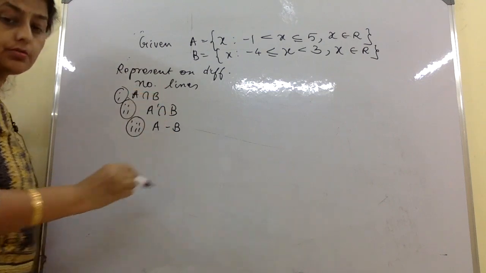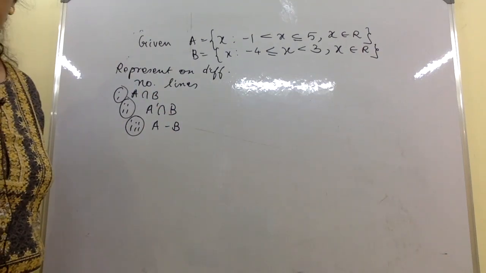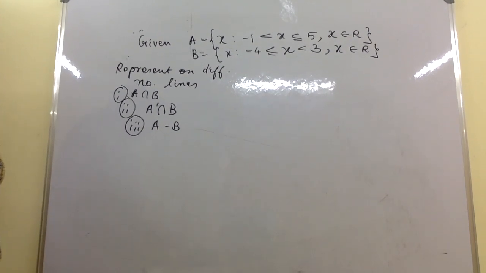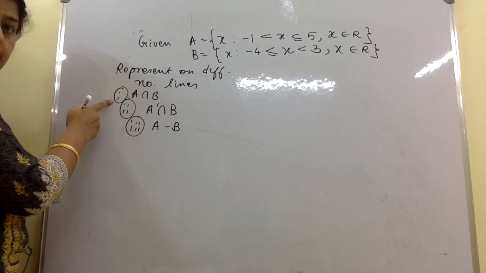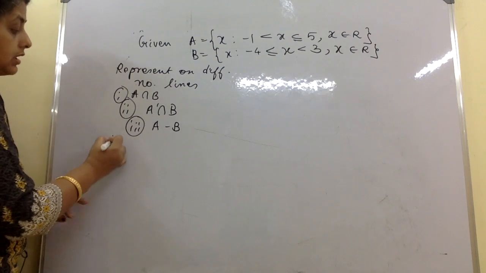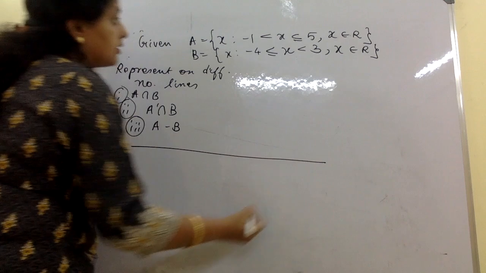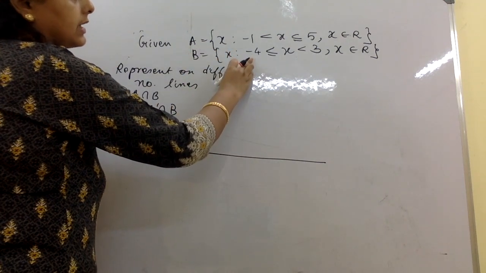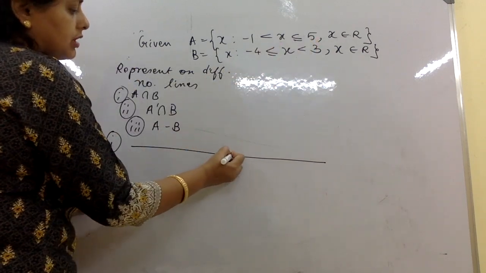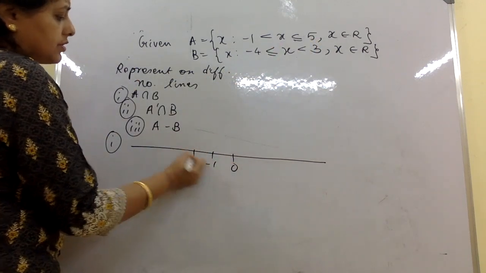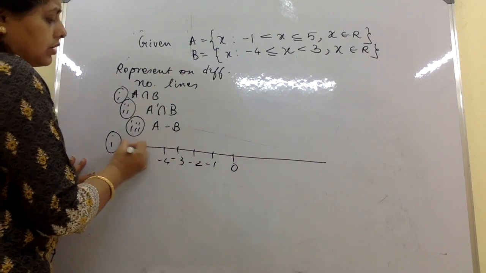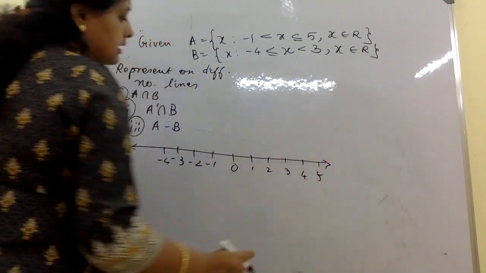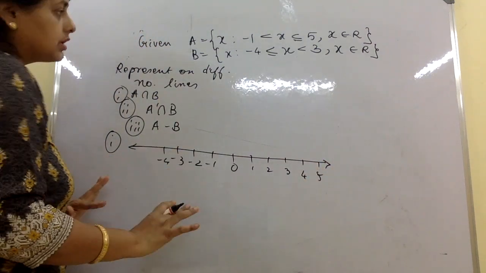First, A intersection B. How will we represent A intersection B? As I have told you, A intersection B is the common area between A and B. So taking the first one, A intersection B, I can see what the lowest range is. This is minus 4 and the highest one is 5. So I will try to draw minus 1, minus 2, minus 3, minus 4, and 1, 2, 3, 4 and 5. Yes, so I'll draw this much.